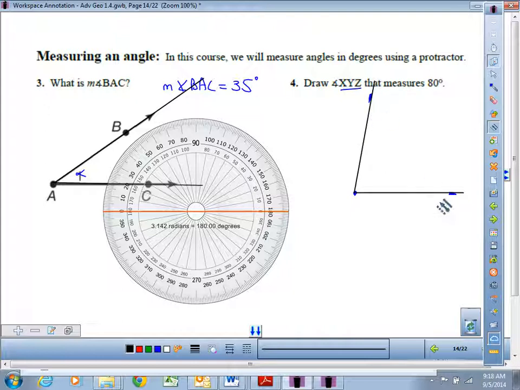Now you don't have to connect these two this way. And then remember, these are rays, so we're going to go ahead and put our arrowheads on there, all that good stuff. And when I draw an angle, I always like to say, hey, that's an 80-degree angle there.